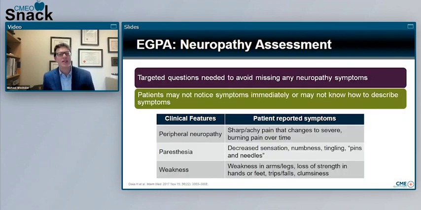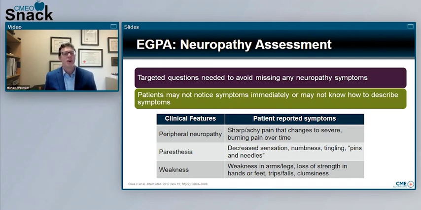Another manifestation that we see a lot, which I think is probably the most bothersome for many of our patients, because it's very clear when they develop a neuropathy. It's a very common part of EGPA. It's one of the key criteria in terms of identifying and developing a diagnosis of EGPA. And yet it often doesn't necessarily lead to a diagnosis early on.